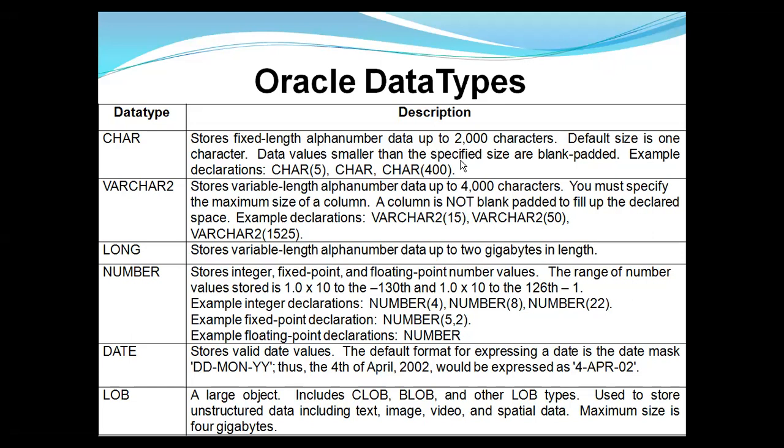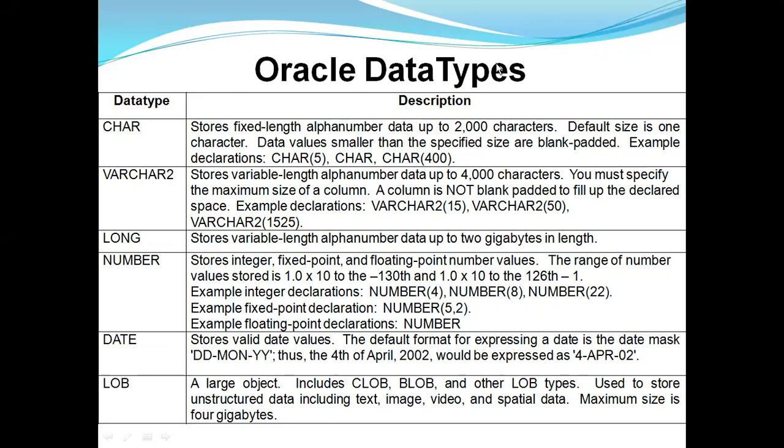In the last lecture, we talked about the data types, and here is a small recap before we continue. These are the data types majorly used in Oracle. First is CHAR, the character data type, fixed length, maximum size 2000 characters. Then VARCHAR2, variable length character, maximum size 4000 characters.